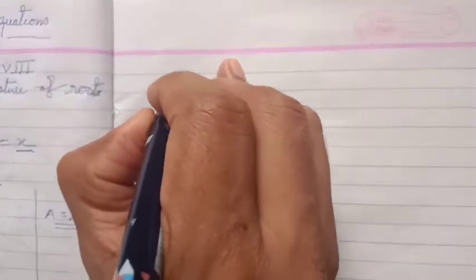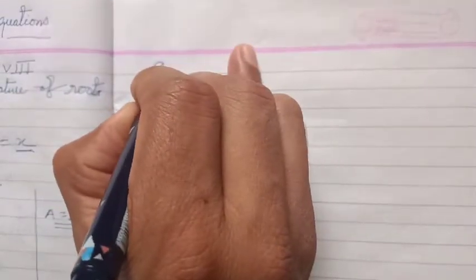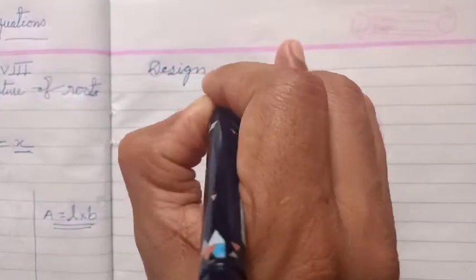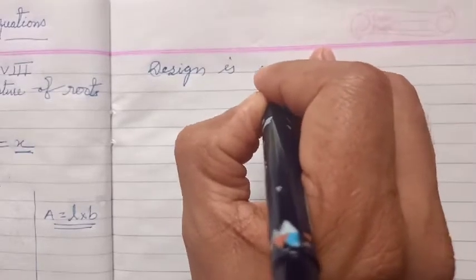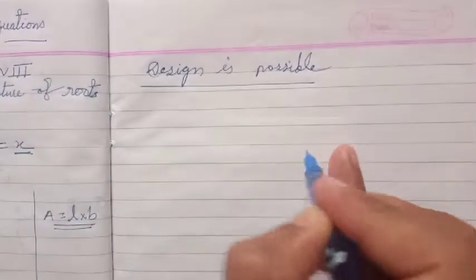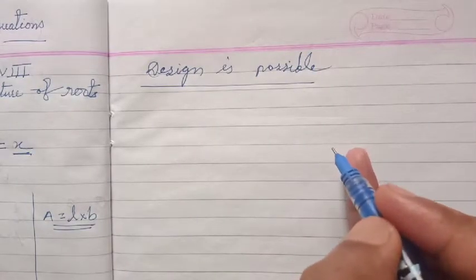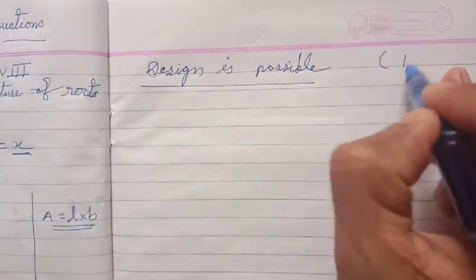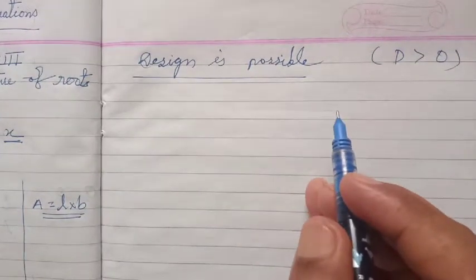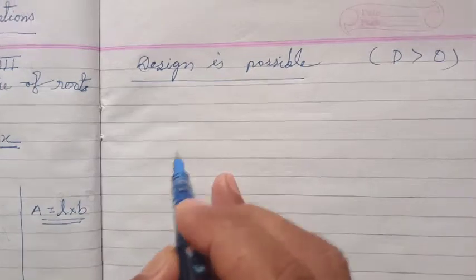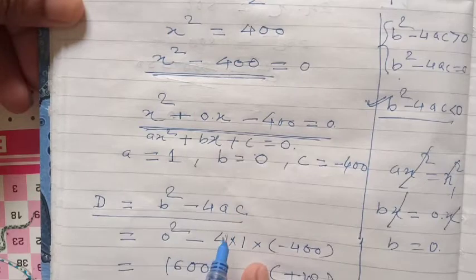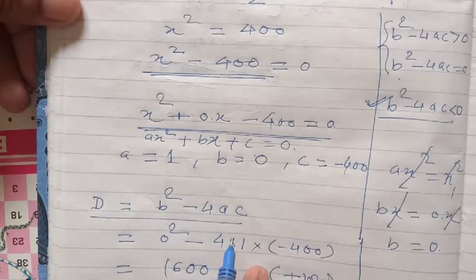Design is possible of rectangular mango grove. Why? Because d greater than 0. Clear? If roots are exist, then we should find. And we already get the value of b square minus 4ac, so there will be easy to solve using the quadratic formula.